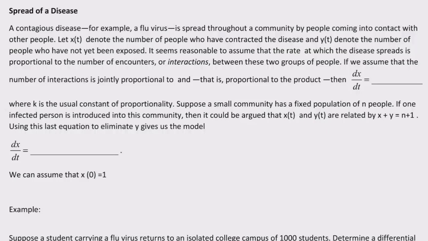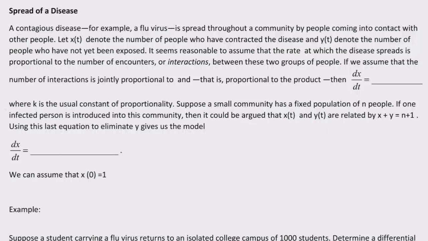Okay, another model we'll look at is the spread of a contagious disease, for example the flu, which is spread throughout a community by people coming in contact with other people. So let x of t denote the number of people who've contracted the disease, and y of t denote the number of people who've not yet been exposed. It seems reasonable to assume the rate at which the disease spreads is proportional to the number of encounters or interactions between these two groups of people.